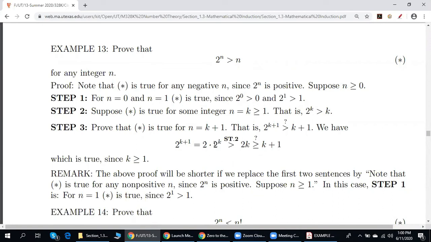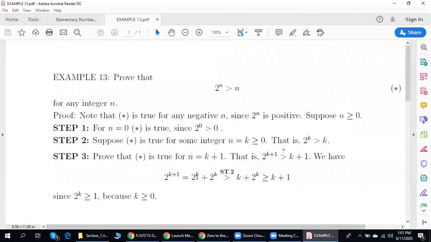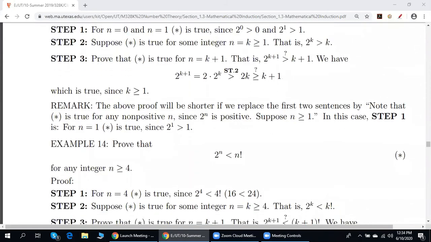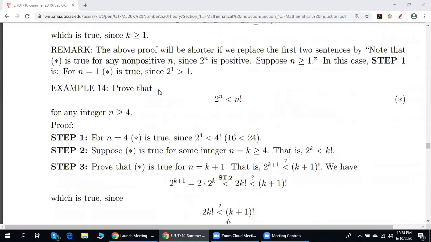And now replace 2 to k's power by x. What is 2 times x? 2 times x is x plus x, correct? Yes. So 2 times 2 to k's power is 2 to k's power plus 2 to k's power. I see it. Thank you. That makes sense. All right, let us discuss other examples.